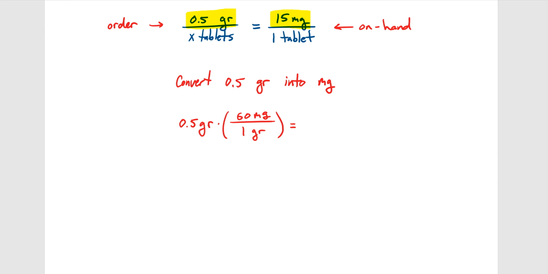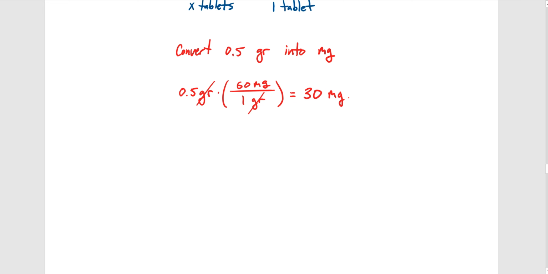So the conversion is that 60 milligrams equals 1 grain. So we're going to multiply 0.5 grains times 60 milligrams over 1 grain. And this is the dimensional analysis approach where the grains are going to cancel. We're going to be left with 0.5 times 60, which is 30, and the units of milligrams remains. So 0.5 grains equals 30 milligrams. And now we're going to replace that into the proportion, and we're going to end up with this.